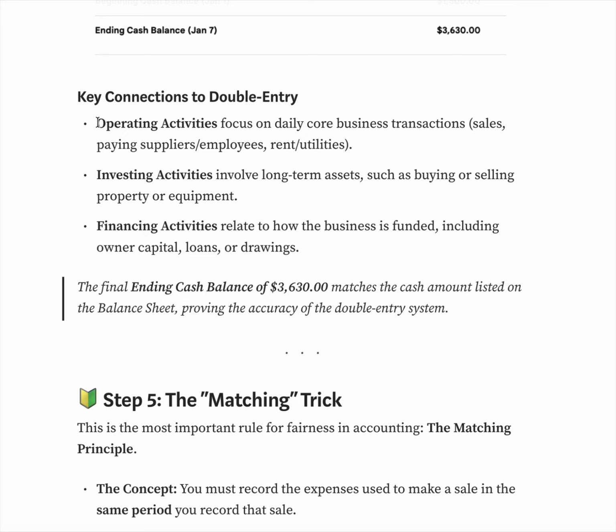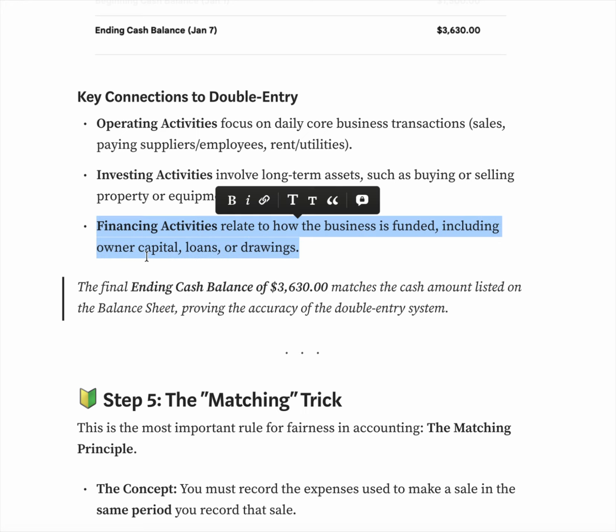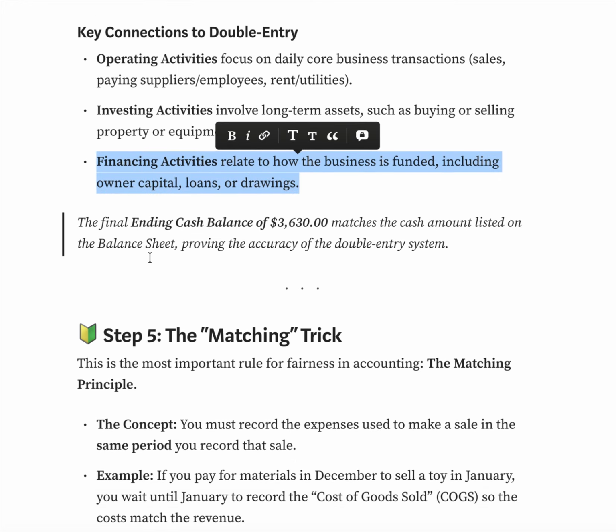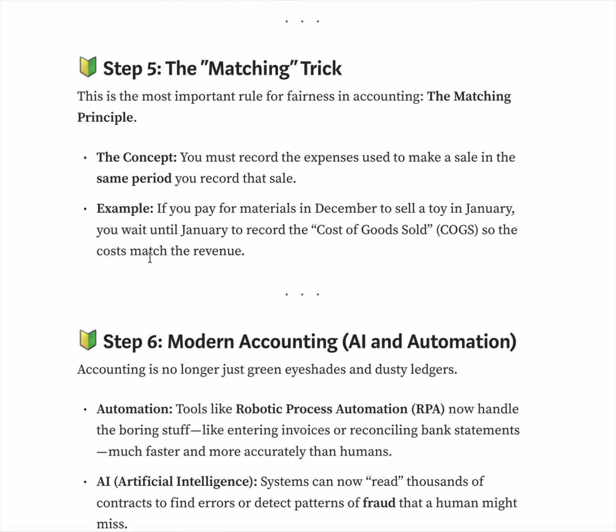So for the cash flow statement, operating activities focus on the daily core business transactions like sales, paying suppliers or employees, rent, utilities, whereas investing activities involve long-term assets such as buying or selling property or equipment, and financing activities relate to how the business is funded, including owner's capital, loans or drawings. Okay, this is for the financing activities.